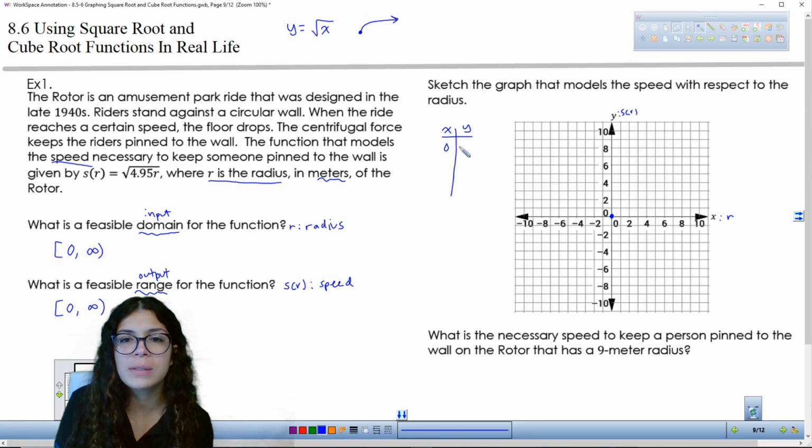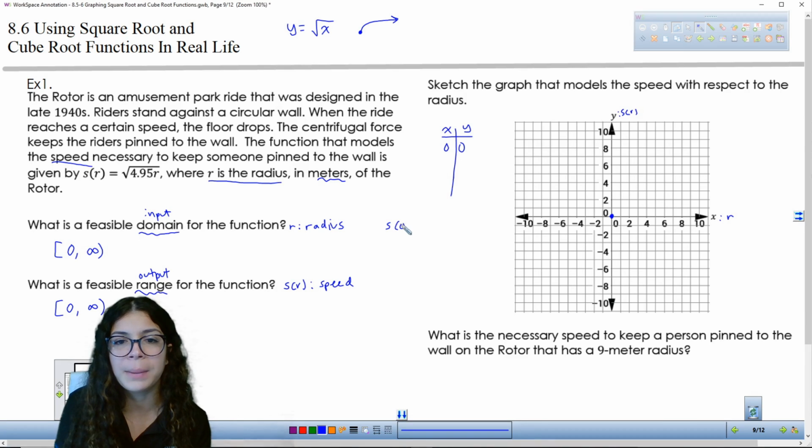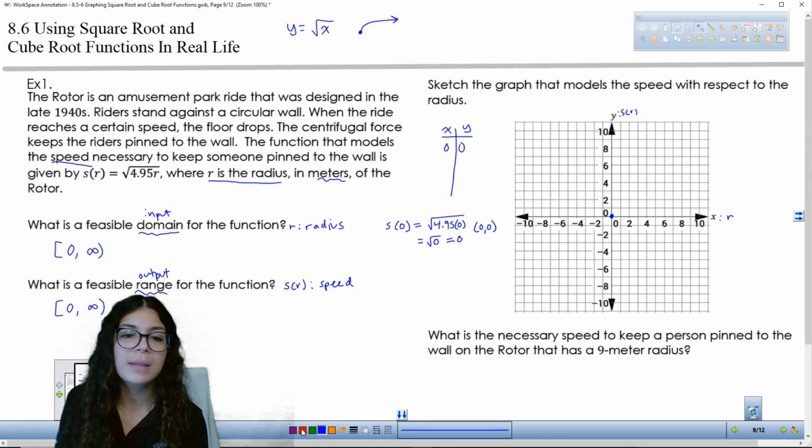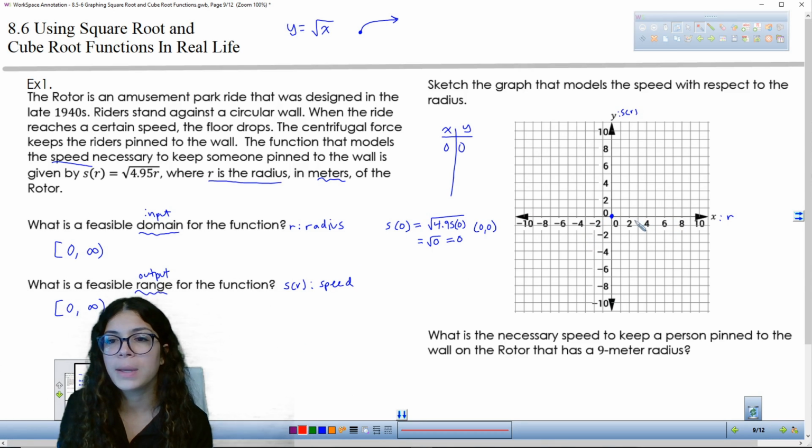So I already know that 0, 0 is a point, and of course I could check that by plugging in S of 0 and simplifying. So 4.95 times 0 would be 0, and then the square root of 0 would give me 0. So I check, yes, 0, 0 is a point. Now, the next thing I'm going to do is plug in some other points. Let's go ahead and plug in 2 and 6.